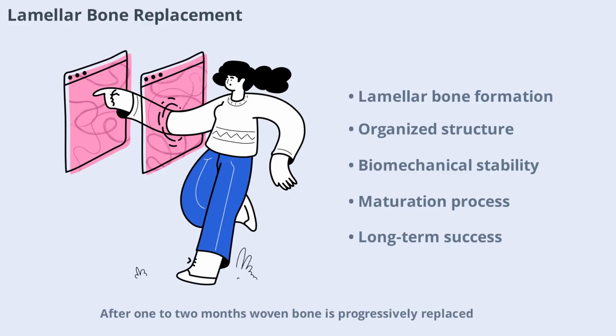After 1 to 2 months, woven bone is progressively replaced by lamellar bone under load stimulation. Lamellar bone is more organized and provides greater biomechanical stability. The maturation process continues, and after about 1.5 years, the bone-implant interface becomes stable and capable of supporting functional loads. This transition is essential for the long-term success of dental implants.